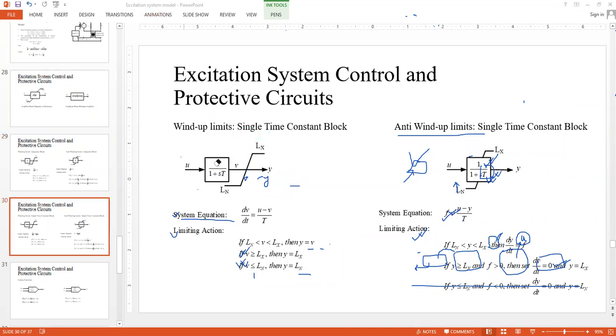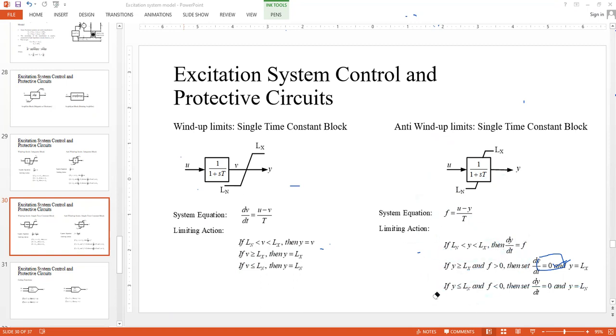So there are wind up limits for the single time constant block, and actually a similar kind of explanation is valid for these blocks too. Because it is a single time constant block, what you would do, you try to find out the system equation. Again, the V is some unconstrained version of the output from the single time constant block. U is again the input. Y is the constrained version or the limiting version of the output from the single time constant block. So if you simplify this, V over U equals 1 over 1 plus ST. You simplify the expression, then you would find something like this: dV over dt equals U minus V over T. So for the wind up limits, this is the case.